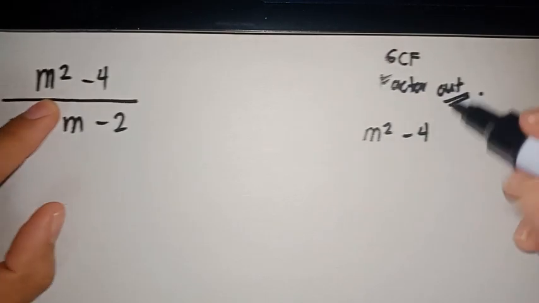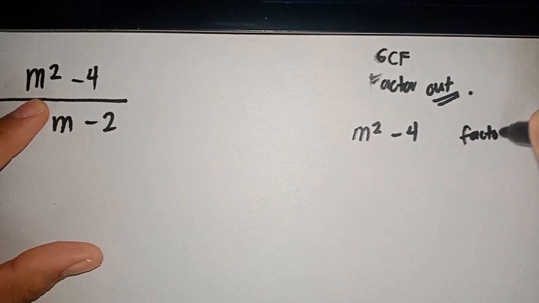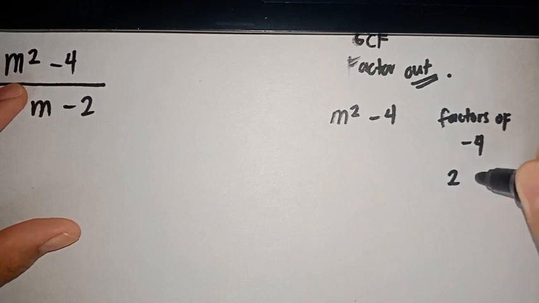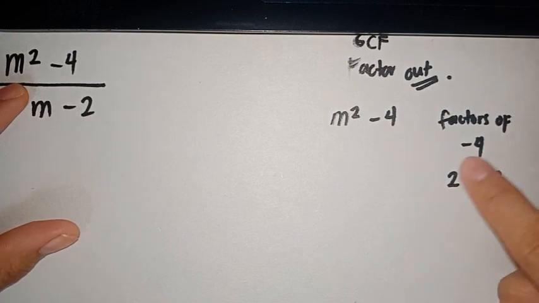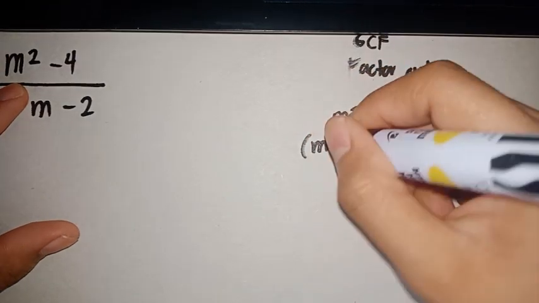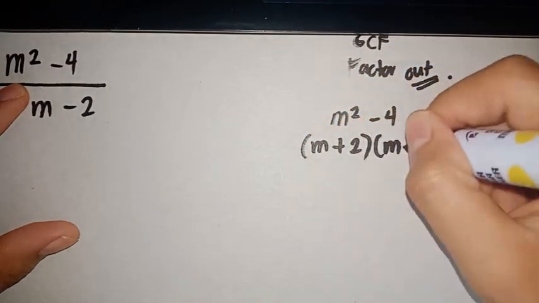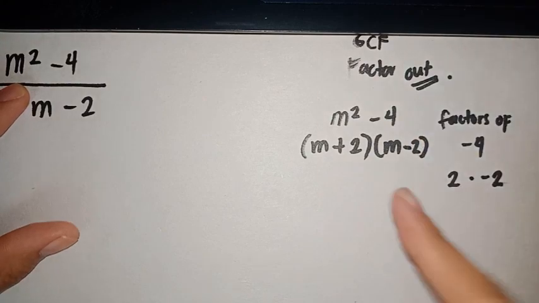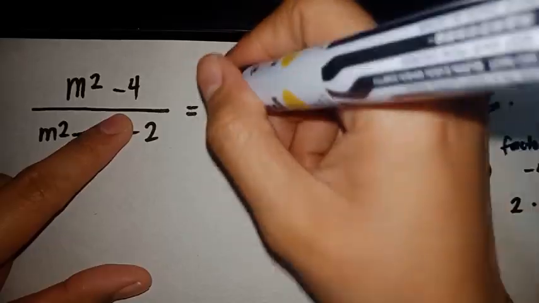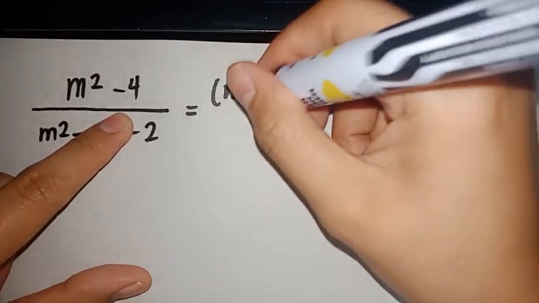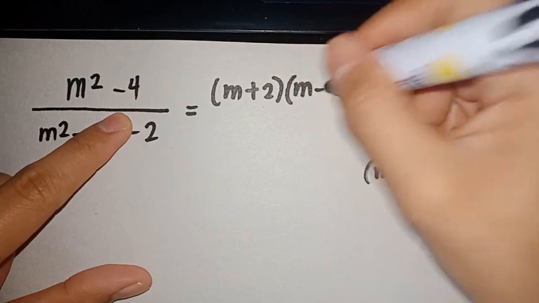So the factors of m squared minus 4, we have to get the factors of negative 4 that will result with 0, that is 2 and negative 2. Again, you could watch my videos from the past lessons for you to be familiarized with factoring. So the factors are m plus 2 and m minus 2. Now, we can write that down as m plus 2 times m minus 2.